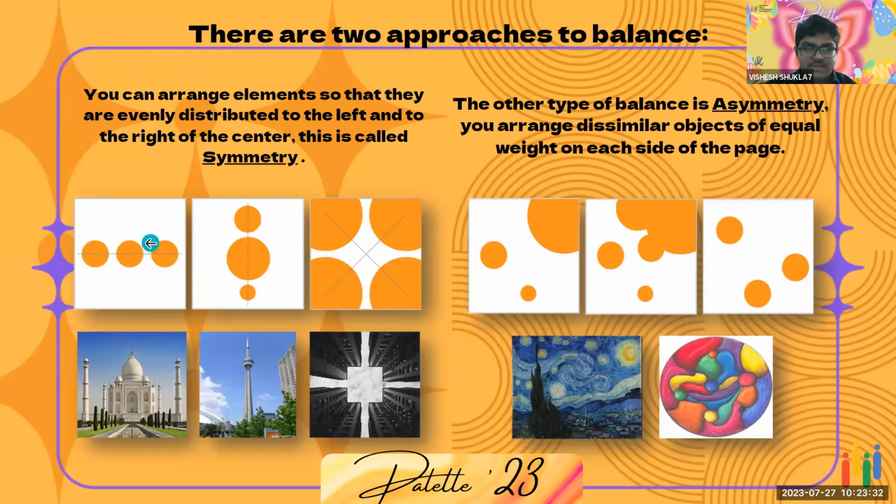And basically, you create a symmetry by using different elements in your posters. You can see that I have taken three different layout examples in a poster over here, which you can use. You can see there are three different circles with equal sizes, divided at equal distance between each of them.